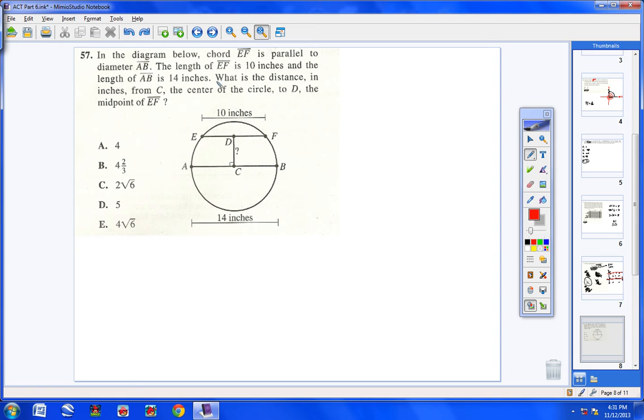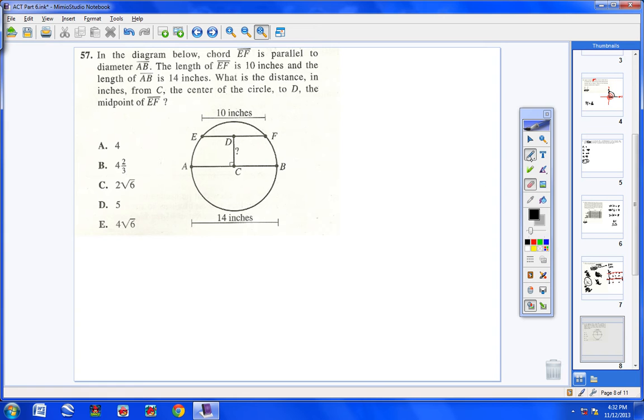Now, first of all, some students might do this. They might draw a line from D to B like that, and then they have a right triangle. That's a good idea, not bad. But the problem with that is, remember, if this whole length here is 14, and if C is the center of the circle, then that means C is in the middle. I know the length of this line right here would be 7, half of 14. But the problem is I still don't know this side here, and I don't know this side over here, the hypotenuse. So that's probably not the best way to do it.